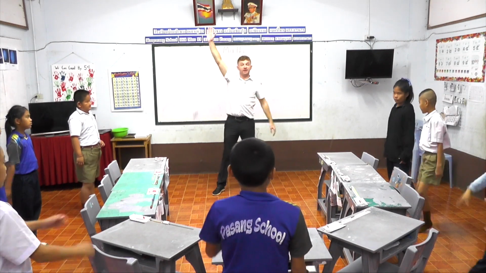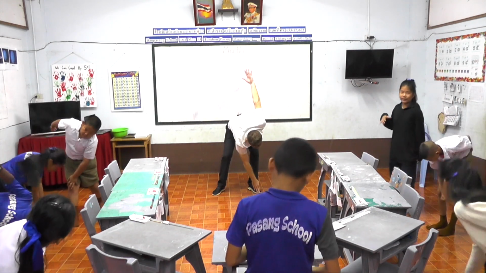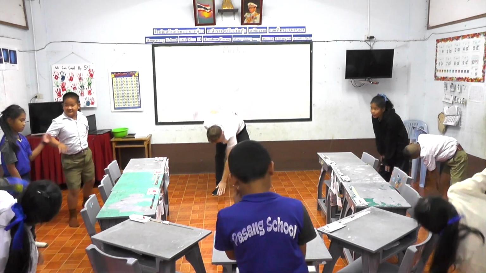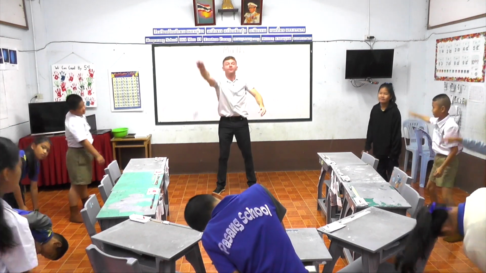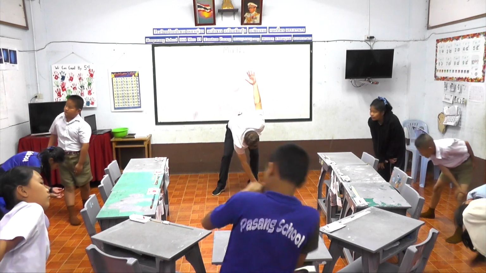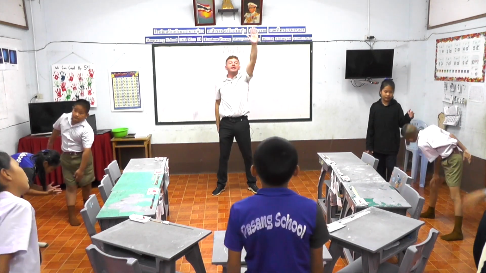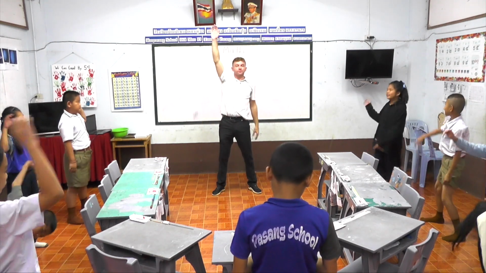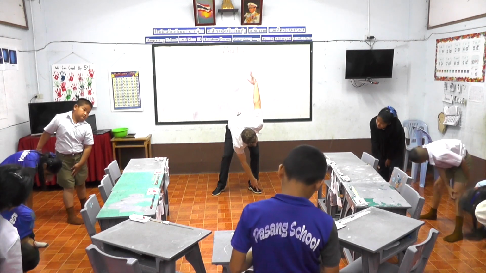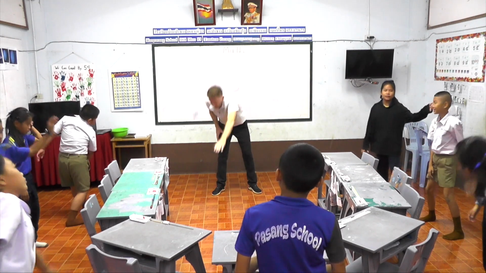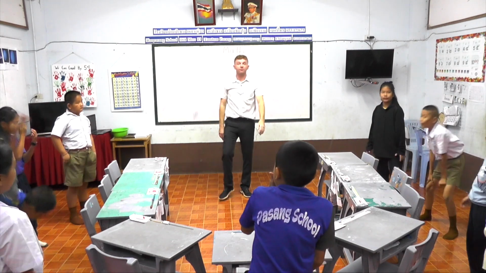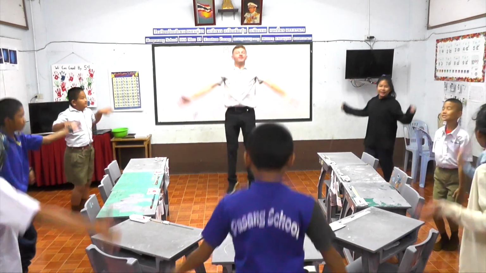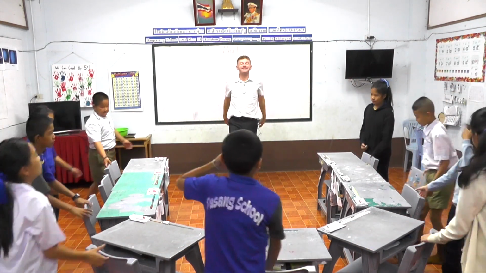And then to finish, we will take our right hand and touch our left foot. Left hand, right foot. Right hand, left foot. Left hand, right foot. Right hand, left foot. Left hand, right foot. And to finish this one, we will do 5 star jumps. 1, 2, 3, 4, 5. Excellent, guys. Have a seat.